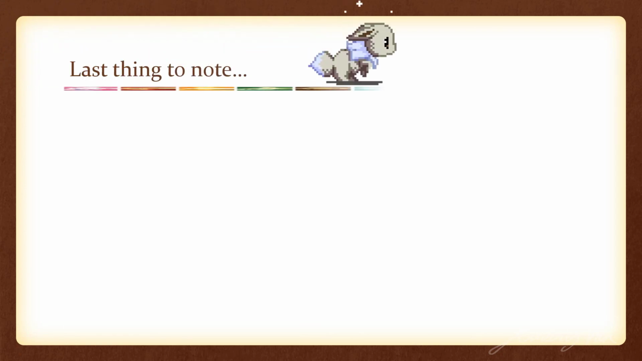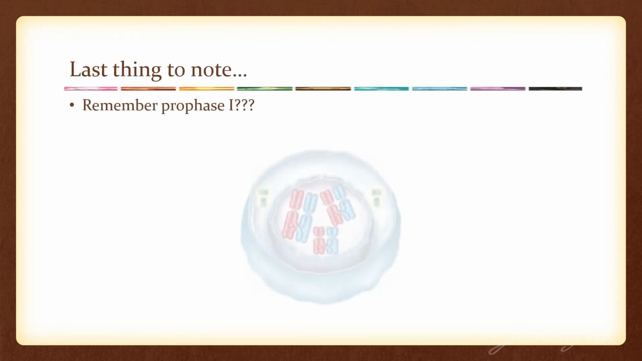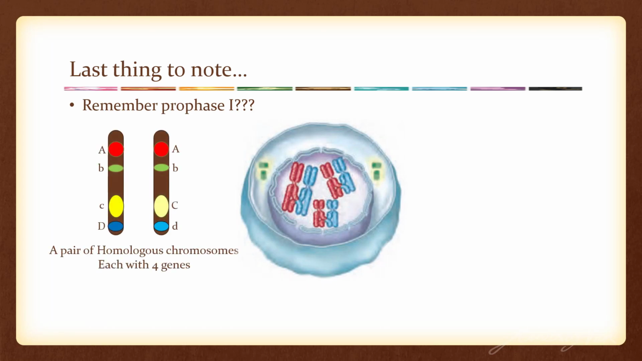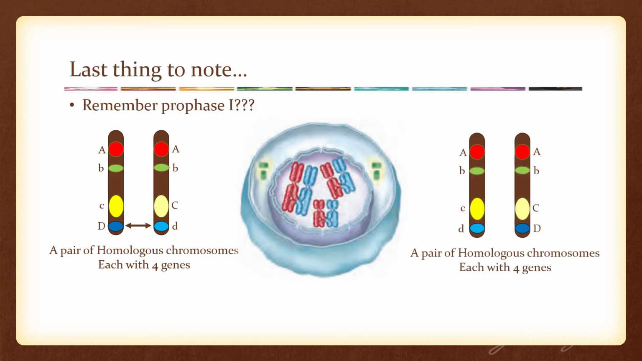And one last thing that I want to highlight is, remember prophase 1 of meiosis. What is the important event that took place during prophase 1? So we have our homologous chromosomes, and let's say the crossing over takes place, and gene D actually switches between each of the homologous chromosomes. And this is how the homologous chromosomes will look after crossing over.